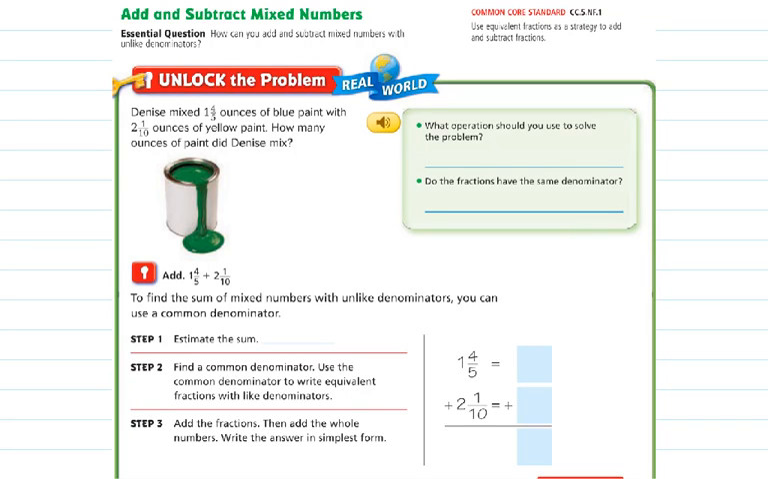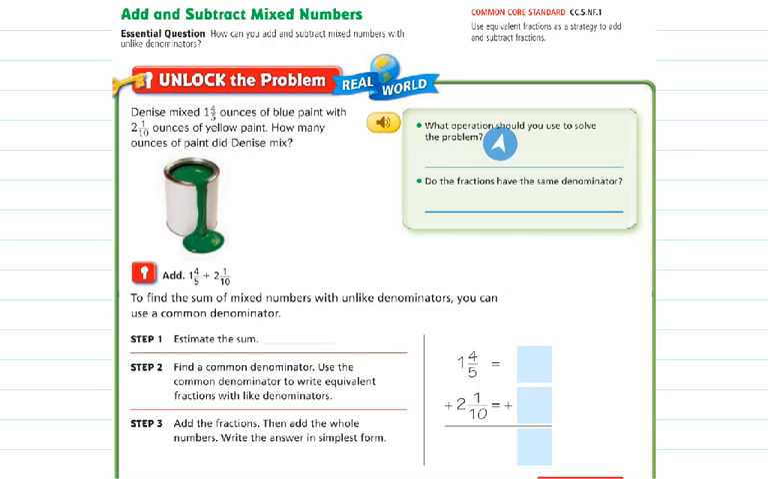Students, in lesson 6.6, we will be working on adding and subtracting mixed numbers. So our essential question for this lesson is, how can you add and subtract mixed numbers with unlike denominators? So we're going to start here on the right-hand side with this green box.